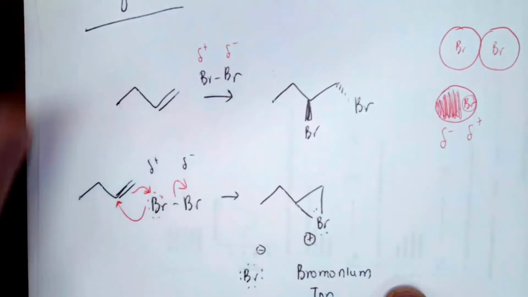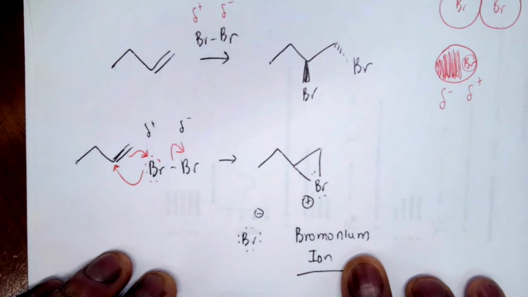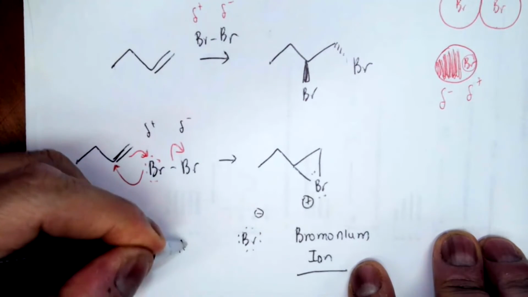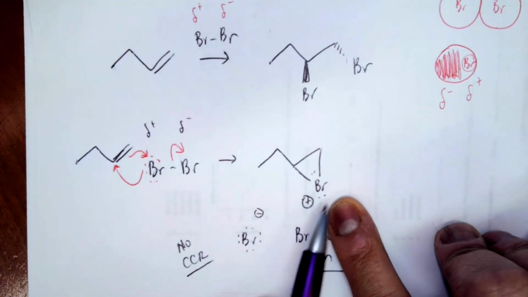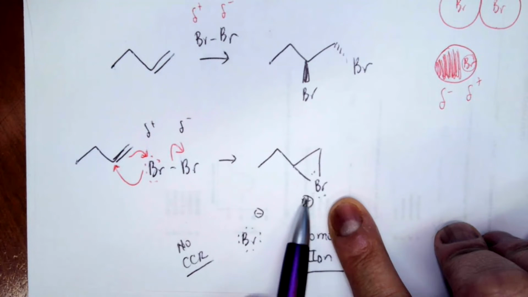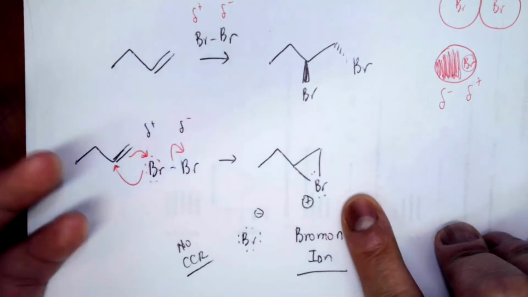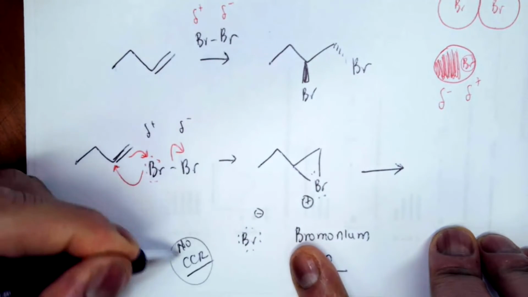The other one was mercurinium, right? Remember? Mercurinium. This one is bromonium ion. Not brominium, bromonium, bromonium ion. So that's why there is no CCR. Why? Because the bromine now is the one that holding the positive charge. Bromine does not rearrange, only carbon. So, that's why there is no CCR.